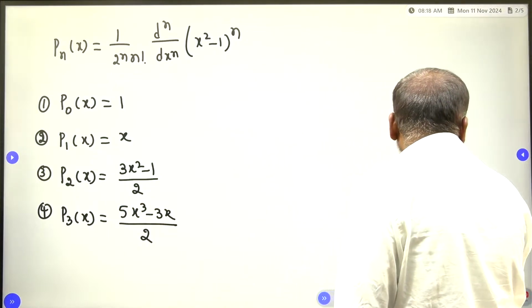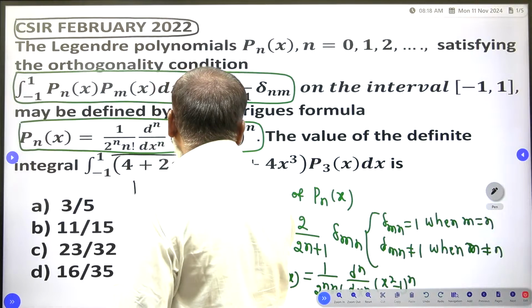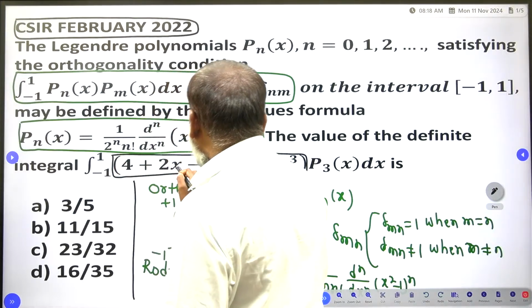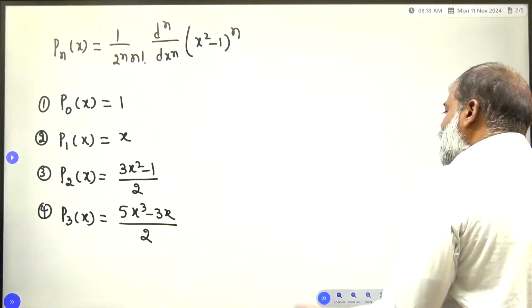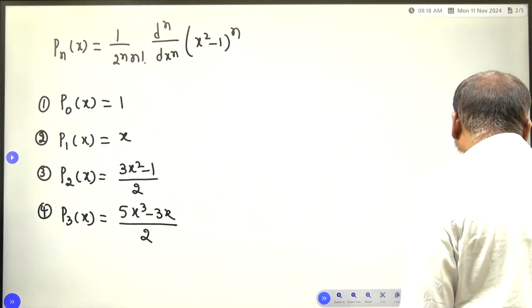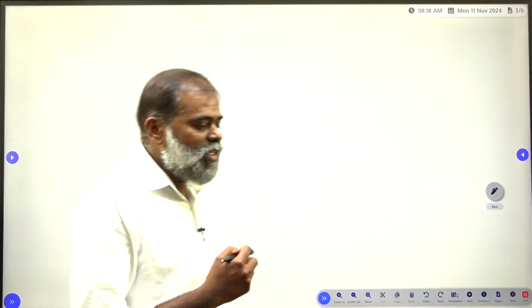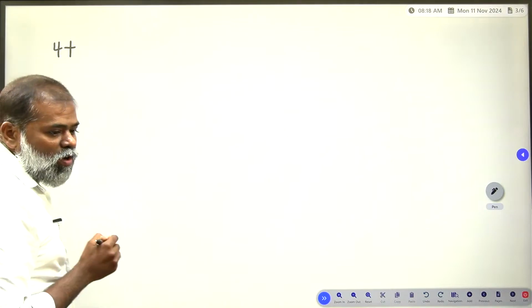Now, based on these values, what we have to calculate is the expression in between the limits, 4 plus 2x minus 3x square plus 4x cube. I need to calculate the equivalent value. How do I have to calculate it? Once you see, what is that value? 4 plus 2x.